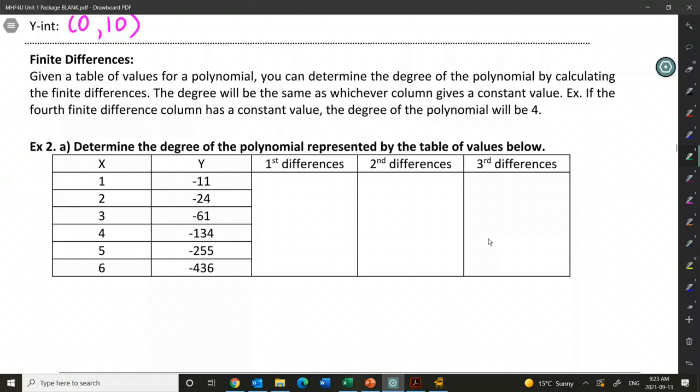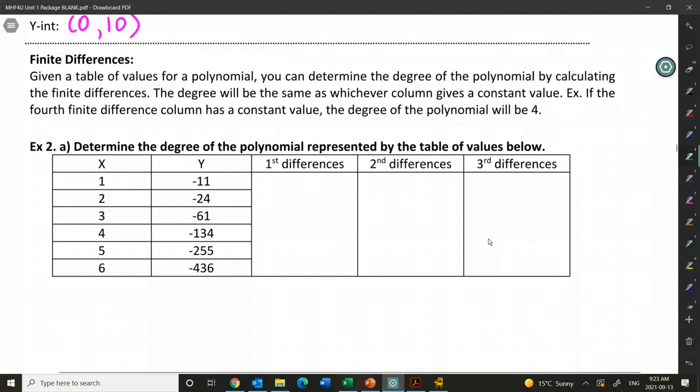And all I mean by that is the same number in that column. So I'm going to calculate finite differences until we reach a column that is all the same. We usually do this when we're trying to classify lines and quadratics and things like that. And that will actually tell us the degree. So as soon as I get a column with constant values, whatever that column is, that is the degree of my polynomial.